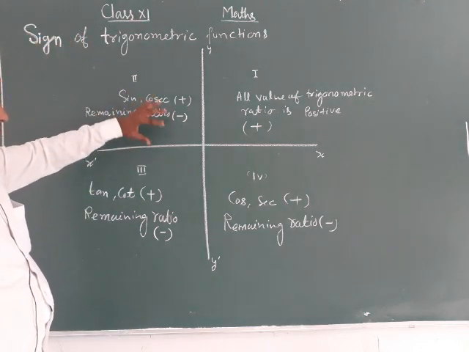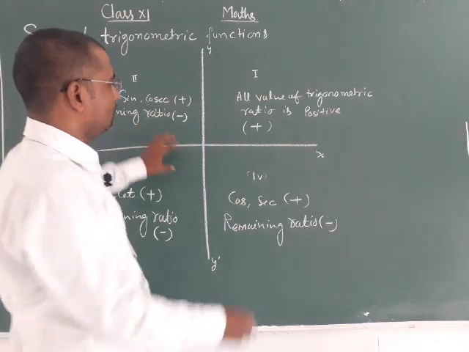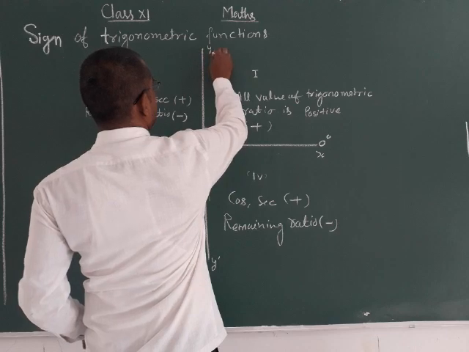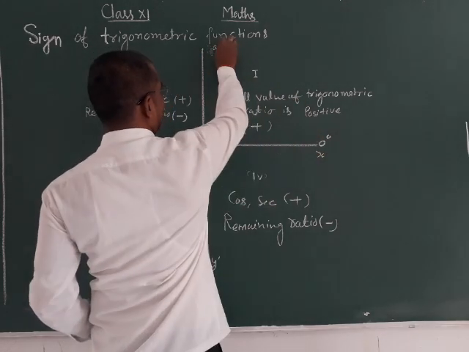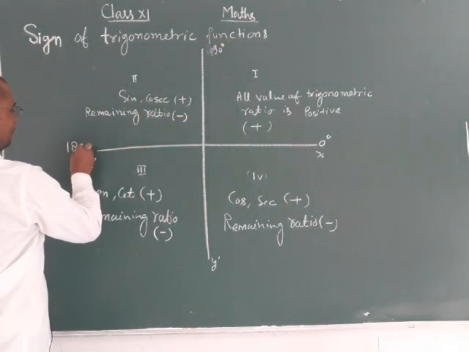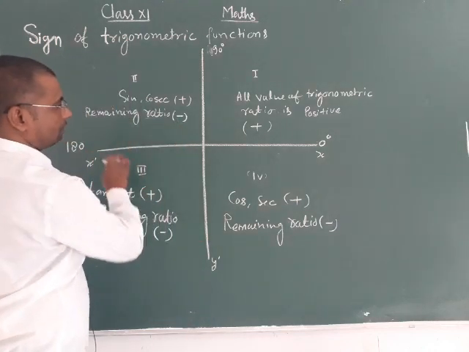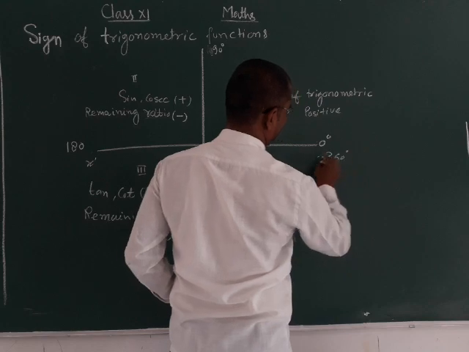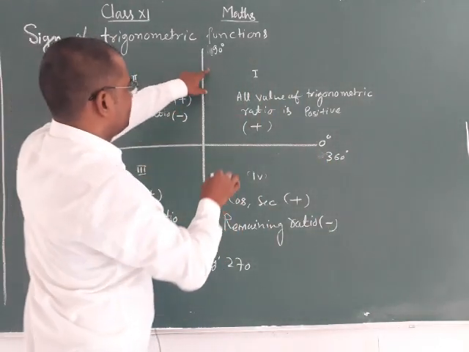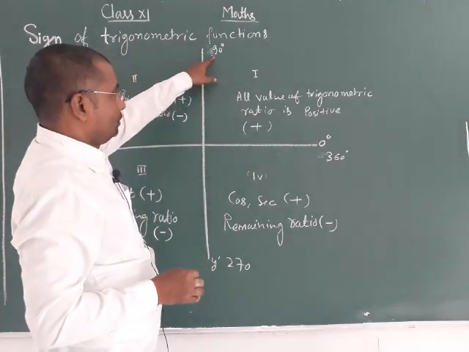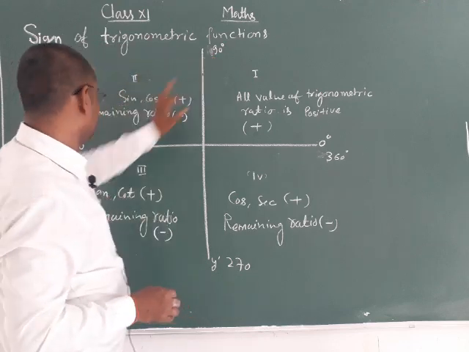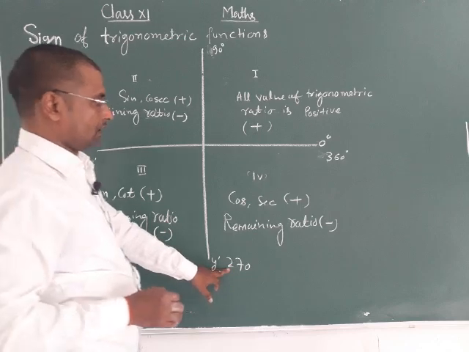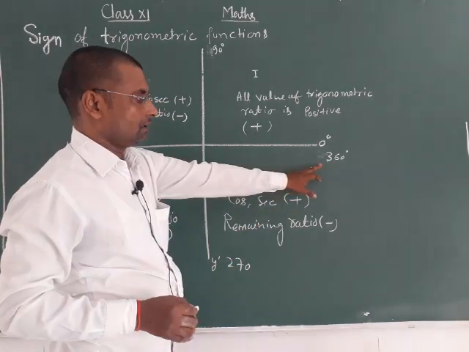So this is the sign of the trigonometry ratios, and we consult this. And also, this represents 0 degree and this represents 90: 0 to 90, 90 to 180, and 180 to 270, and the last one cycle moves to 360 degrees. So the first quadrant is 0 to 90, second quadrant 90 to 180, third quadrant 180 to 270, and fourth quadrant 270 to 360.